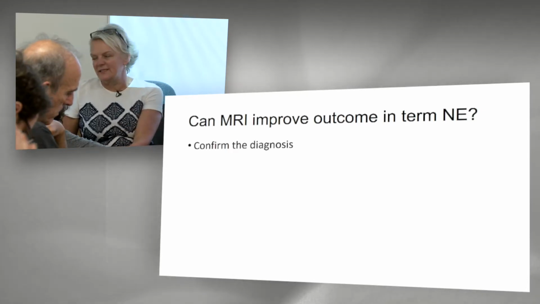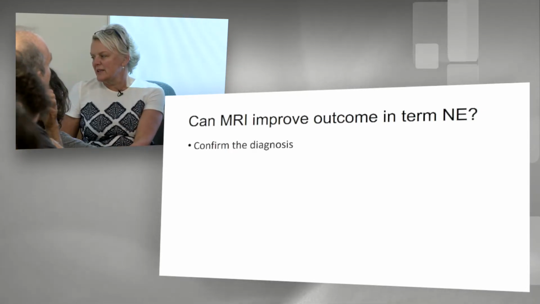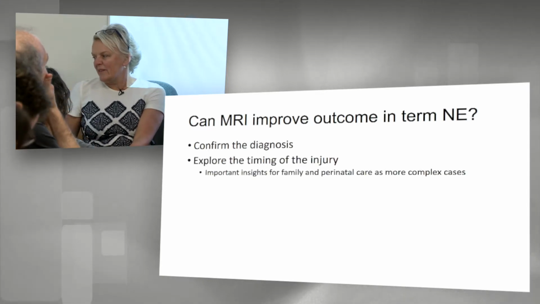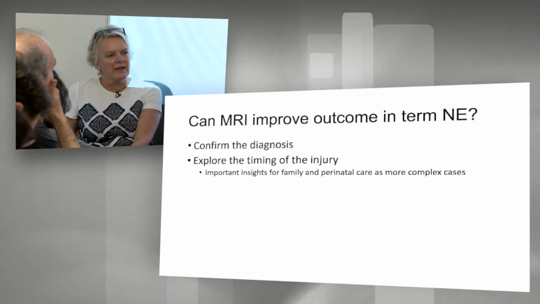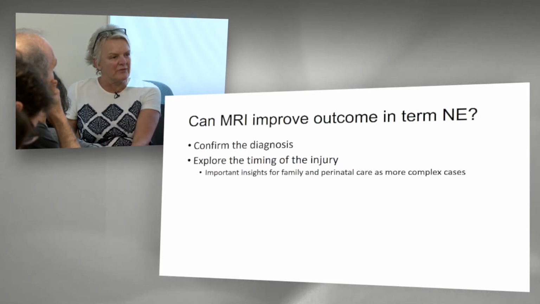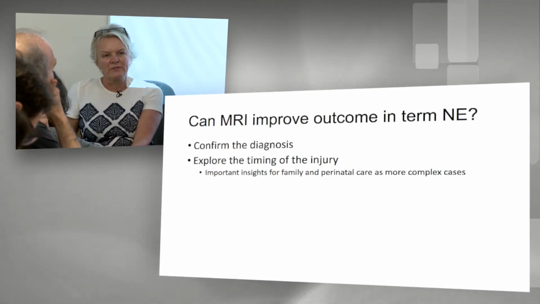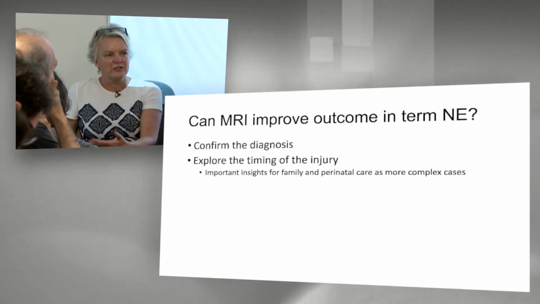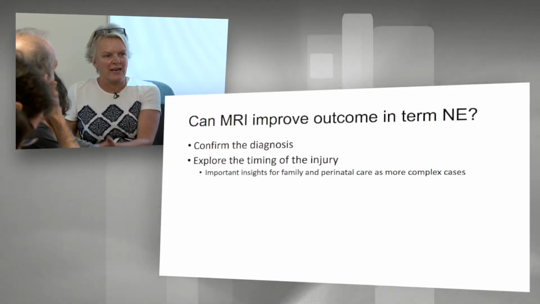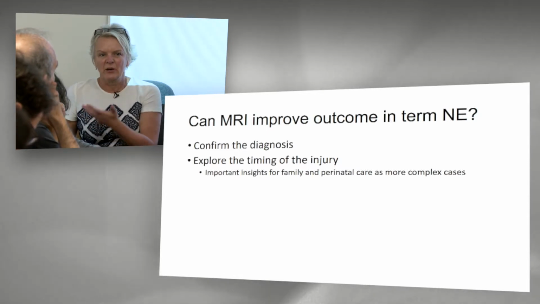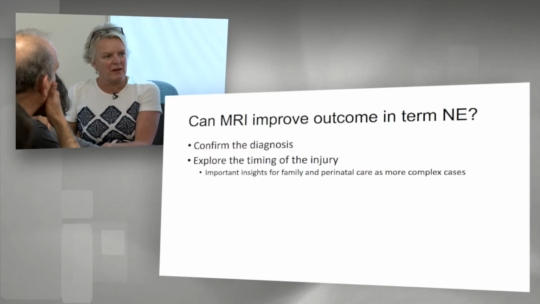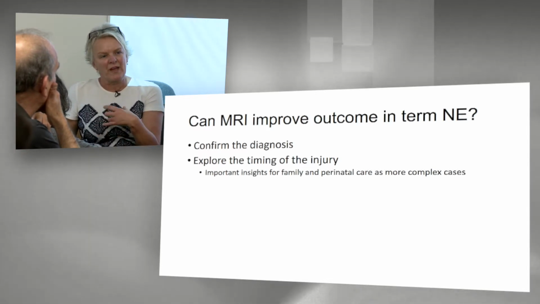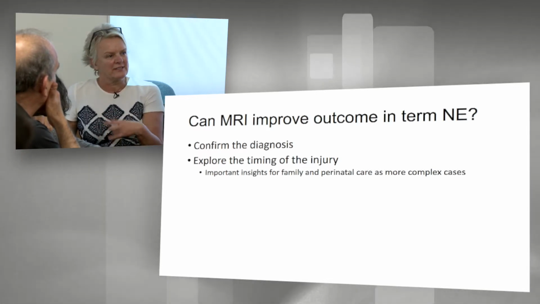I think it can, as I said, confirm the diagnosis, explore the timing of the injury, and I think this is really important because it can provide restful peace to a family. And I hear the most pain from families when they say, "I should have told that obstetrician the baby had to come out now. I should have been yelling at him or her to get the baby out now." The family blame themselves that they should have done something differently.